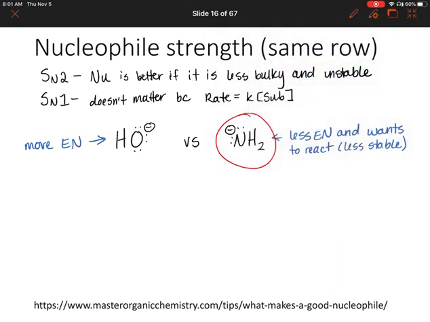Okay, so now let's compare two neutral nucleophiles. Let's compare H2O and NH3. We're just adding on a hydrogen to each of those nucleophiles that we looked at first. So now they're neutral. Now let's see if we can figure out which nucleophile is stronger. Any guesses? This will actually be similar to our first example. Nitrogen is still less electronegative, and oxygen is still more electronegative.